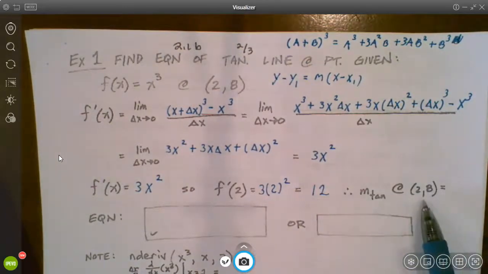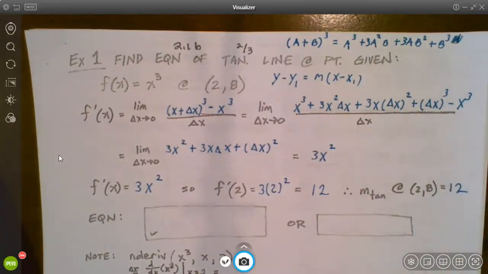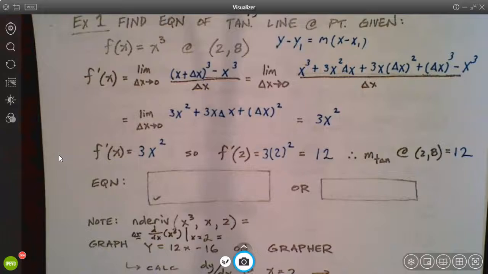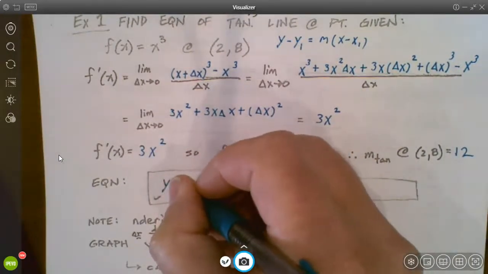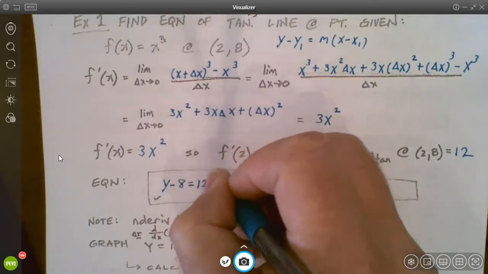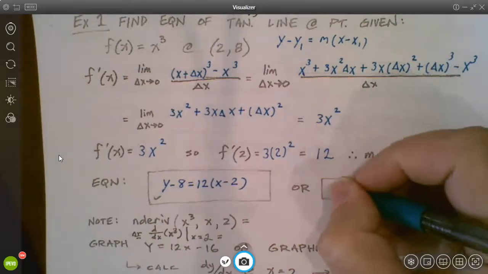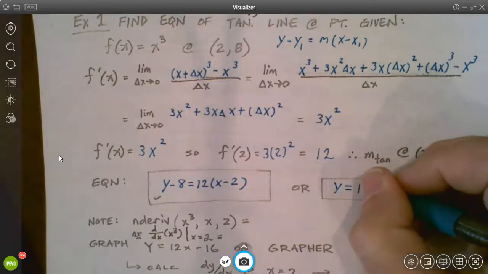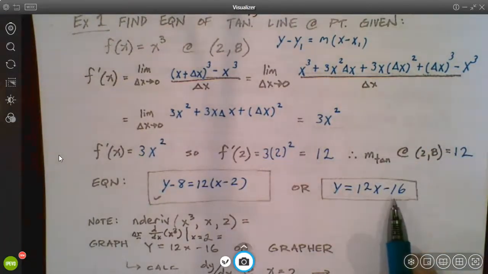So we now know the point. We now know the slope at that point is 12. And so now we can go on to write the equation of a line. We're going to use our point slope formula that we have right there. So we're going to say y minus the y coordinate equals our slope times x minus the x coordinate. So that's what it would look like in point slope form. If you distribute the 12 and then add the 8 over, you would get y equals 12x minus 16, which is typically the way that we want to write it. We want to put it into y equals mx plus b form.